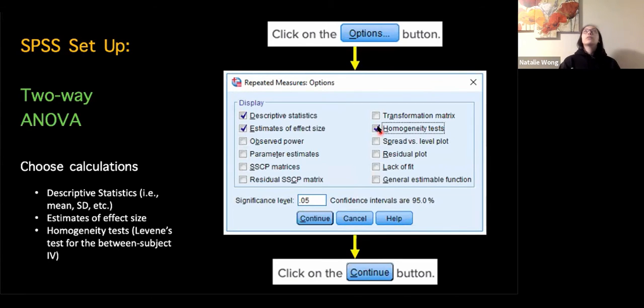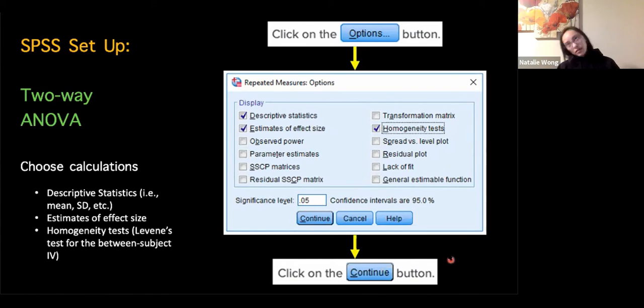So whenever you're doing, what was it, two-way, I think this options box pops up for both your two-way independent and your two-way repeated measures. So the only times you're going to check this homogeneity test box is when you have a between subject factor. So that would just be for independent ANOVAs, or it would also be for mixed ANOVAs. So once you have these selected, we'll click continue.